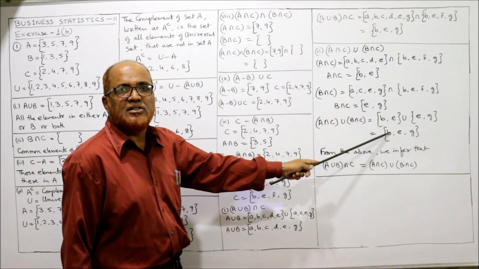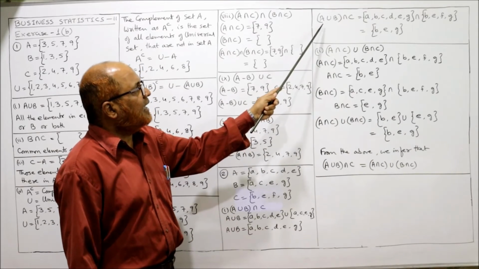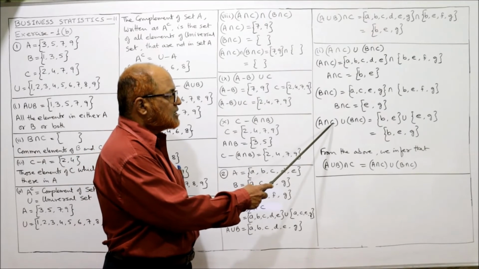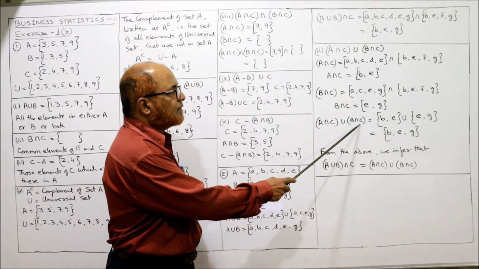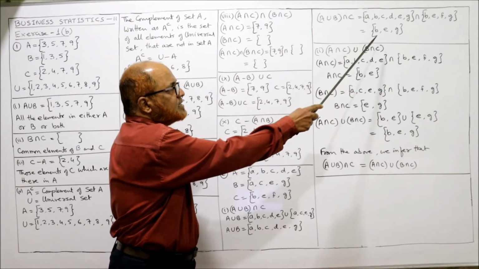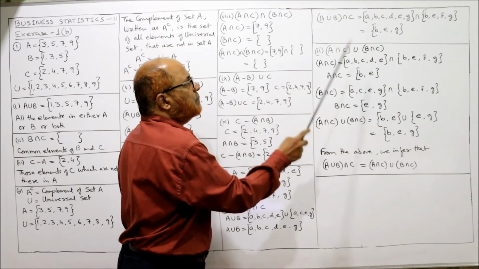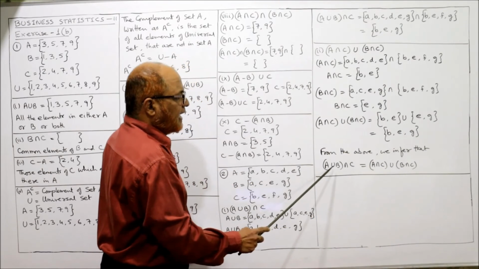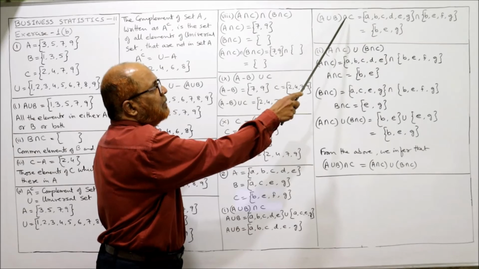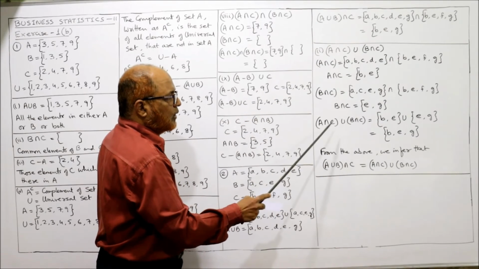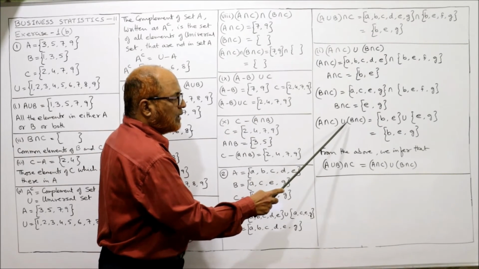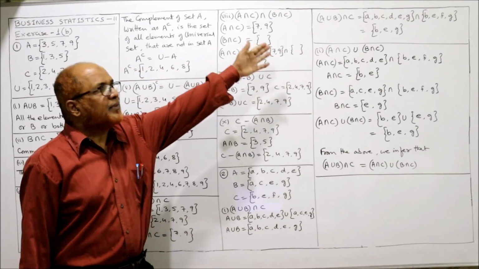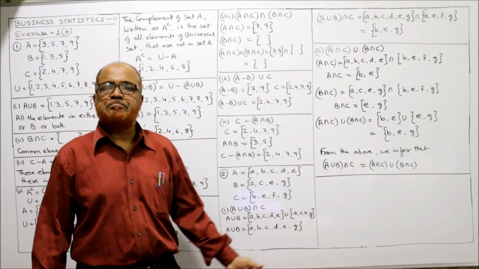B, E, G here, and B, E, G here. In other words, we can say A union B intersection C is equal to A intersection C union B intersection C. These two are the same. When the answers are the same, that means the expressions are also the same. This is the inference. That's it.